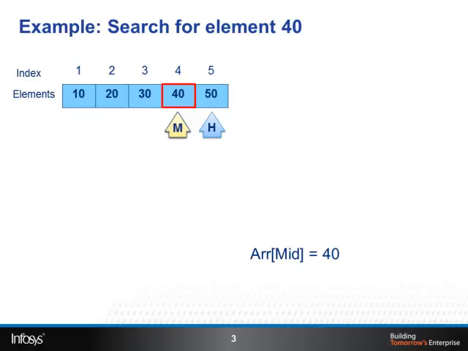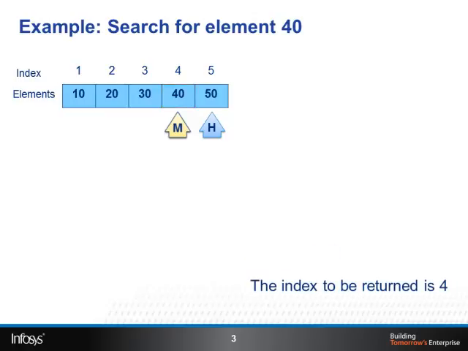Please remember there are two basic steps involved here. First, dividing the given array into two halves, which might happen repeatedly until we reach the element or until the array gets reduced into a single element. And the second basic operation is comparison of the given search element with the element value of the mid position in the given array. Hence the index that is returned is 4.